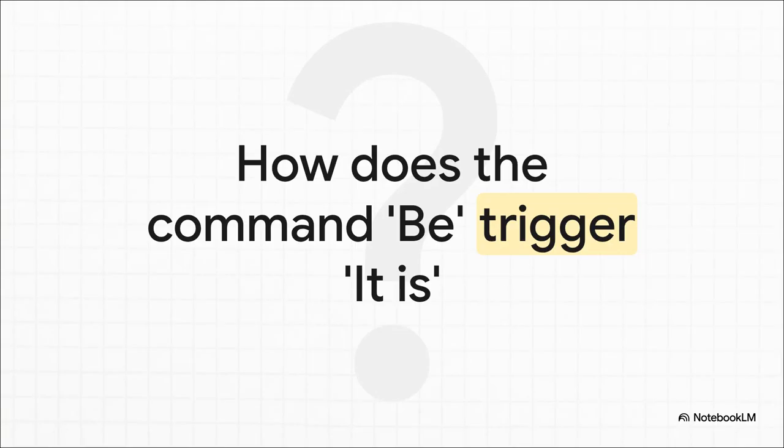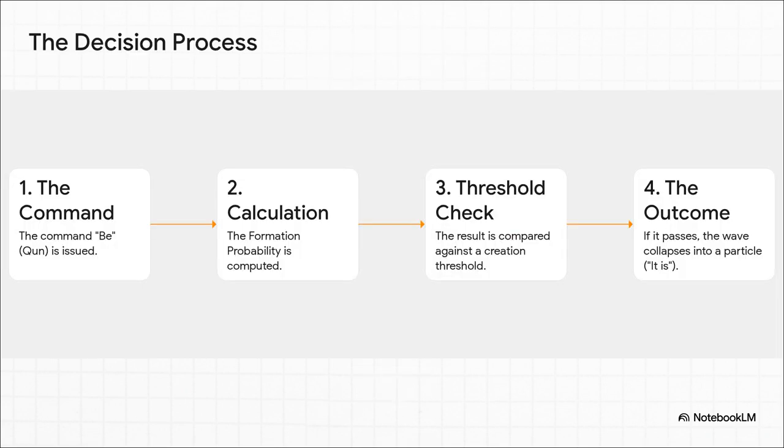So, how does it actually happen? Well, the whole mechanism comes down to two things: a specific command that kicks everything off and a threshold that it has to pass to succeed. And the process is surprisingly straightforward, really just 4 steps.